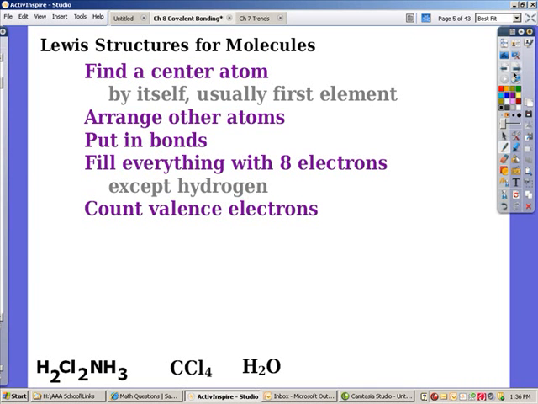Then we want to arrange the other atoms. The other atoms are going to try and spread out as far as possible from each other. It's sort of going to be arranged like a spoke that's hooking into some type of a hub in the center. So if you think of it like a wheel, it's got its axle, that's the center, and then everything else is going to be attaching to that center. This is the way most molecules are shaped.